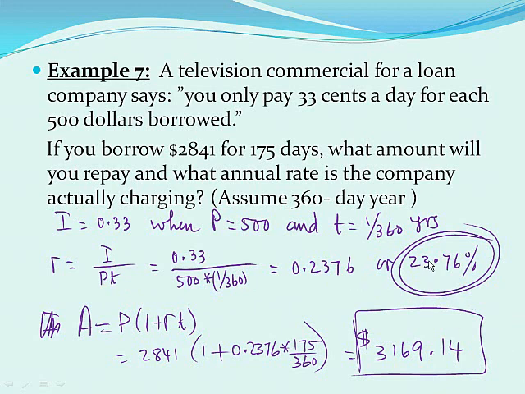Now we can use this annual rate to calculate the future value A. So if we are borrowing $2,841 for 175 days, the amount will be 2,841 times 1 plus RT, which is 0.2376. We are using the same rate here. And 175 days will be 175 over 360 years. Multiply this together, getting 3169.14.